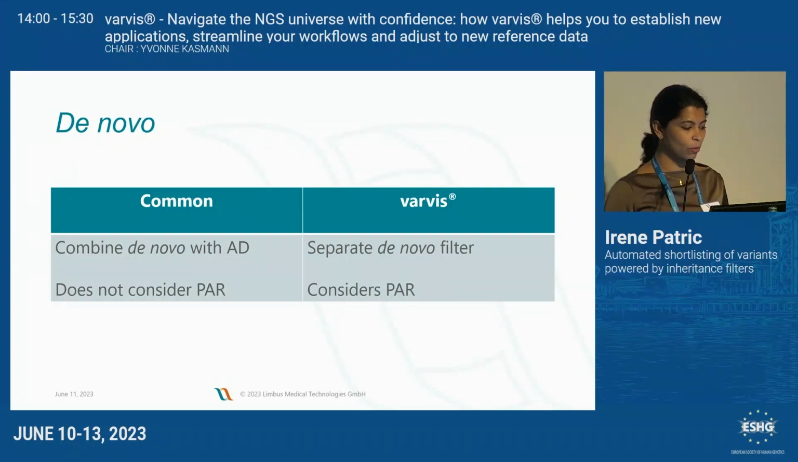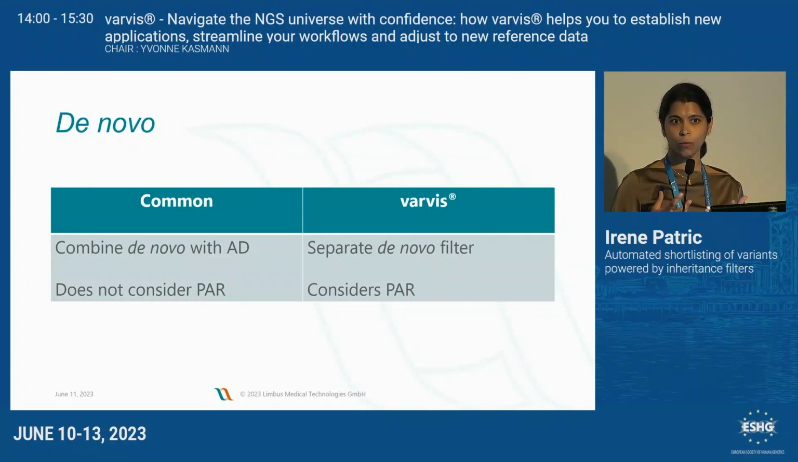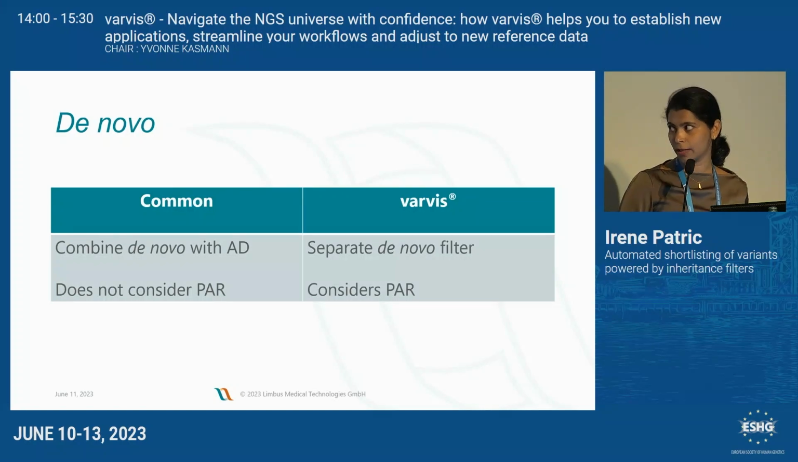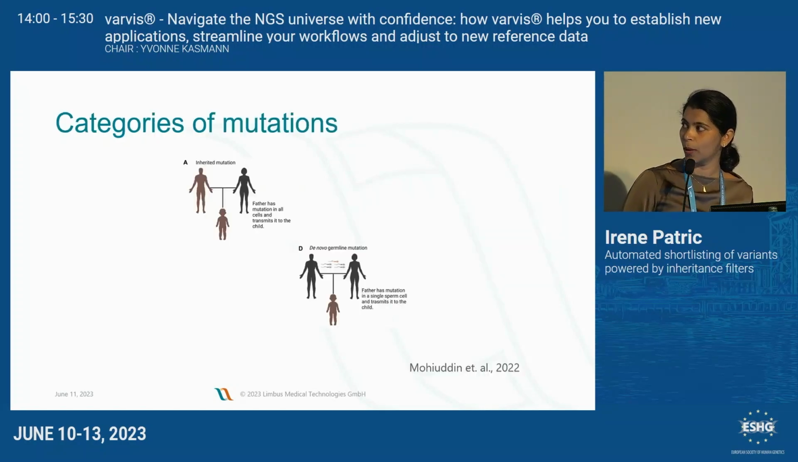When it comes to a normal solution, you would see that several times these are combined, and then manual work would be required to see who is affected, who carries what in what zygosity. So after applying all the default filters, there is some manual work involved, which we are trying to overcome and make it easy for the user so that in one click, you have only the most important phenotypic overlap and so on to take care of. Also, varvis considers pseudo-autosomal regions as a separate one.